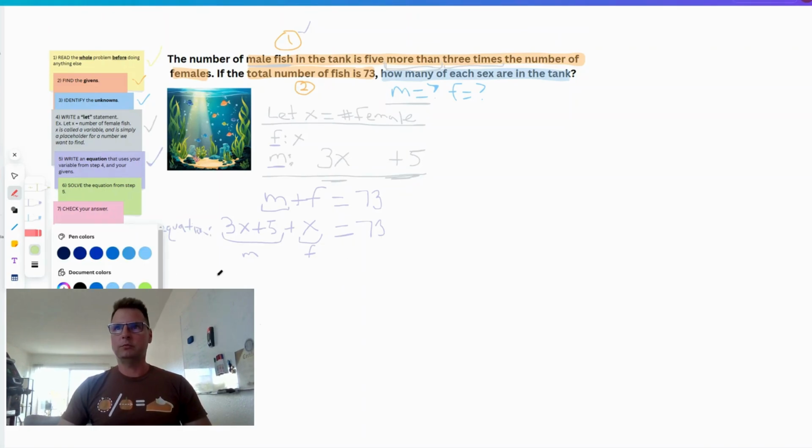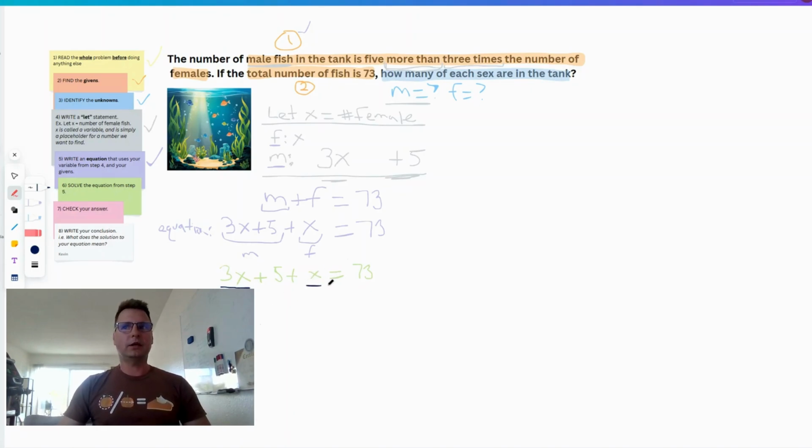Okay, maybe we can rewrite the equation here a little cleaner. Something called combine like terms, right? So like things are the x's, right? 3x's and x is the same thing as 1x, right? So 3x's plus 1x is 4x's. Bring down the plus 5. And we have 4x plus 5 equals 73.